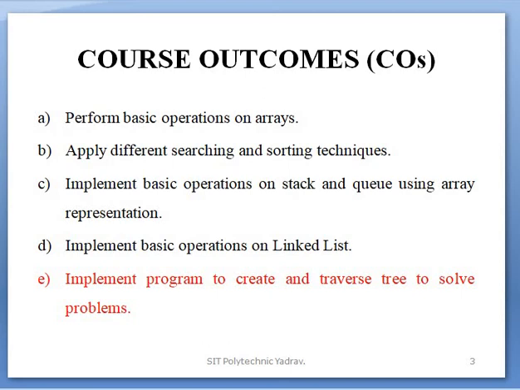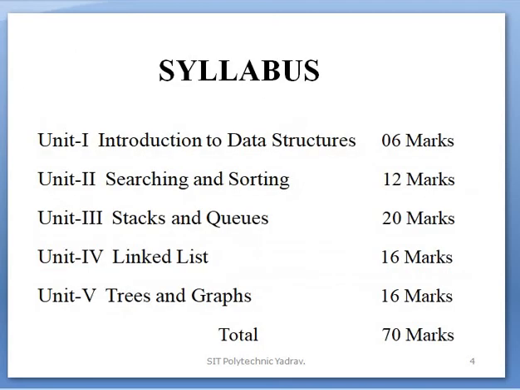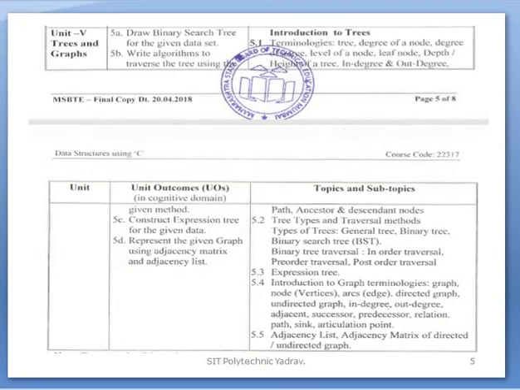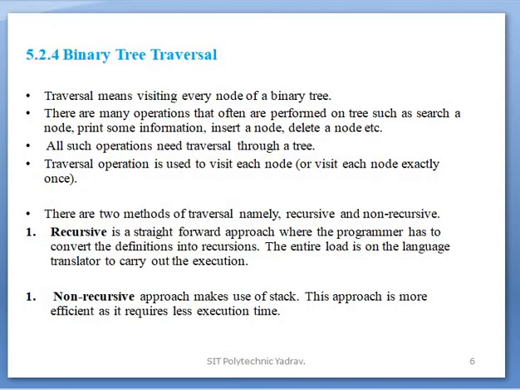Course outcome: after the completion of the course, you achieve the 5th CO, that is, implement programs to create and traverse a tree to solve problems. The syllabus has a total of 5 units and their marks allocation. Next point, continuing, is the binary tree traversal.